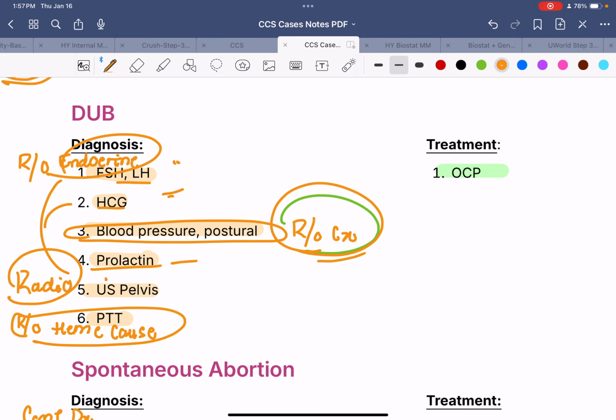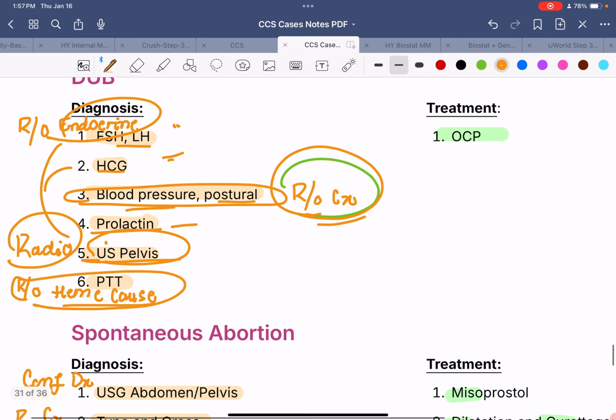Next off, if this dysfunctional uterine bleed is actually causing postural hypotension, for this you are going to do a postural blood pressure. Next off, for the radiological test to find out if there's something going on in the pelvis and there's some structural anomaly over there, then you're going to do an ultrasound of the pelvis, and for ruling out some sort of hematological cause, do a PTT test. And the treatment of dysfunctional uterine bleed is just oral contraceptive pills.